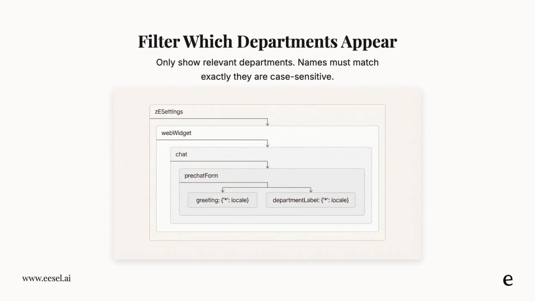Inside the departments object, use the enabled array to whitelist exactly which departments show in the dropdown. You can also set a default selection with the select property. Department names must match exactly. They're case sensitive, so sales and Sales are treated as 2 completely different departments.